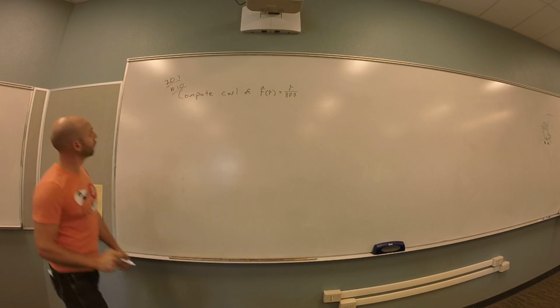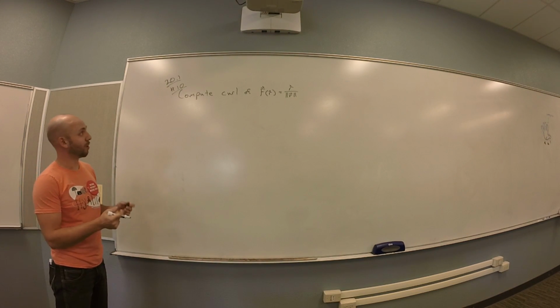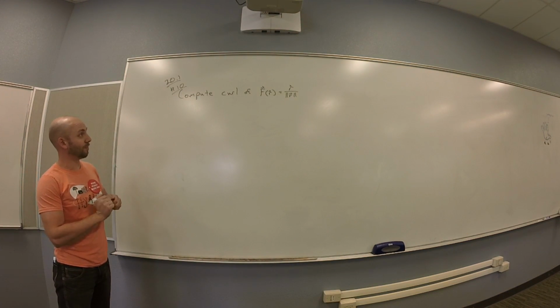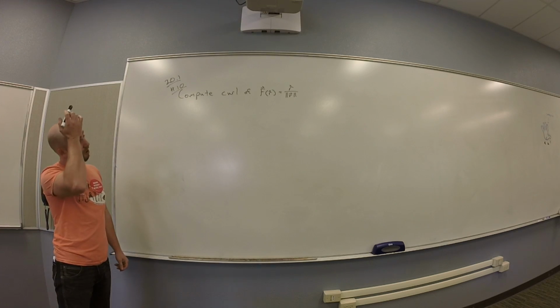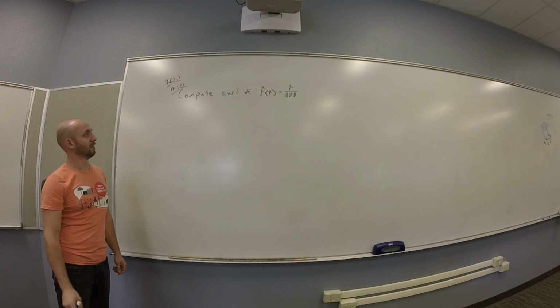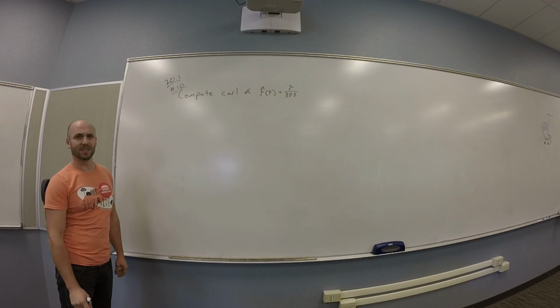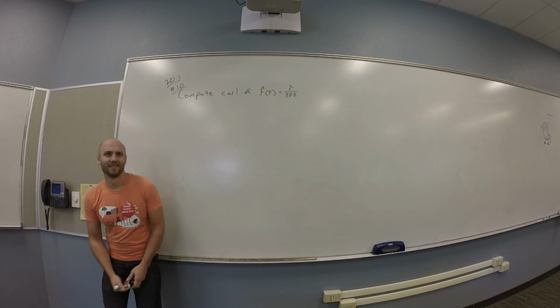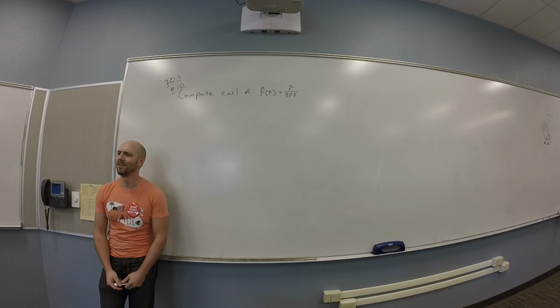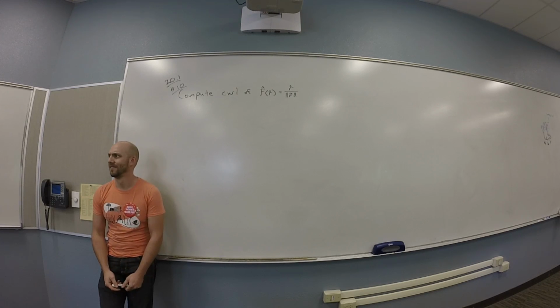Okay, so if we want to do number 10 in 20.1, which is compute the curl of f of r is r over mag r. Where do I even start with this? What do I need off the bat? Preferably what r equals. I think I have no idea what r is.